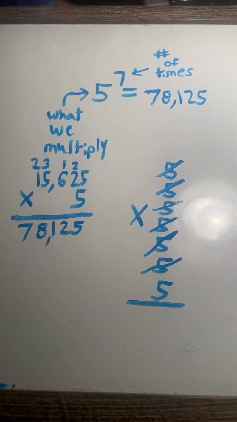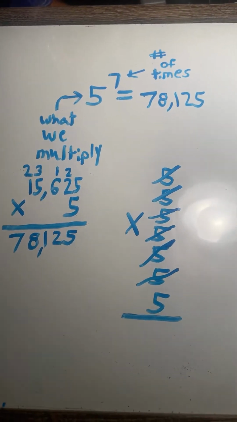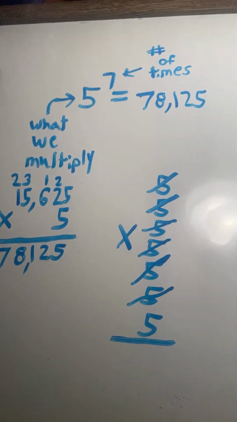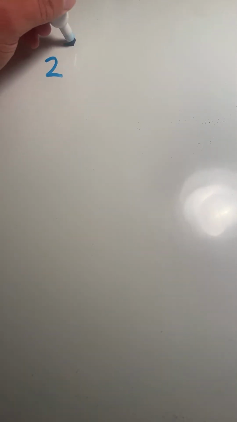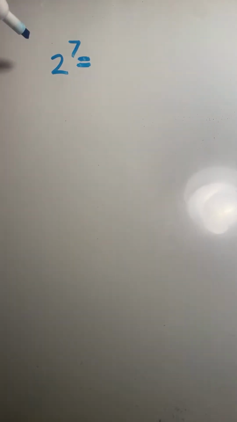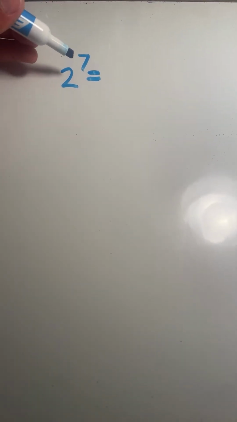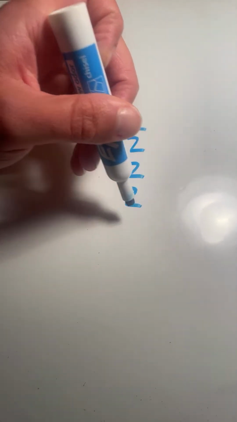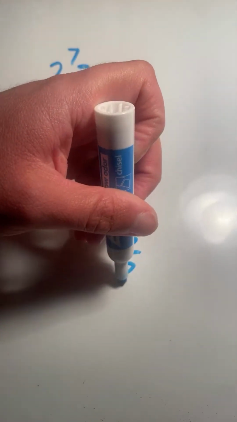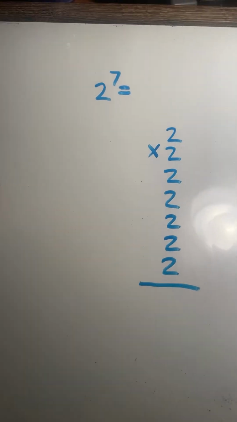All right. Tune in for the final problem of the live stream. Focusing on the 7th power here. So for the final one, we're going to do 2 to the 7th power. So 2 is the number we're multiplying. 7 is how many times we have to multiply 2. So 2 to the 7th power, that means we are multiplying 2 7 times. So we have 2 times 2 times 2 times 2 times 2 times 2 times 2. That's how we would write it in long form.